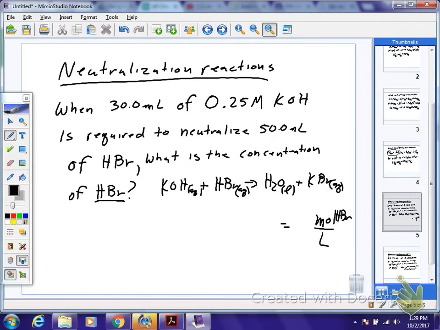Okay, at the end. So I'm going to go ahead and start out with the 0.25 molar. That'd be moles over liters. I always like to use moles over liters, because molarity doesn't cancel out volume or moles. It just is molarity. So moles over liters, and that's going to be of KOH.